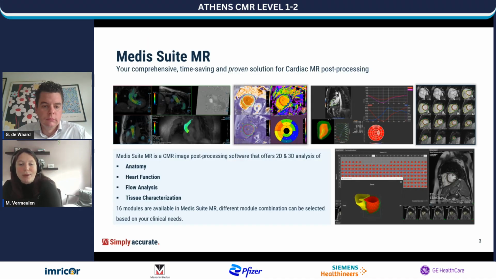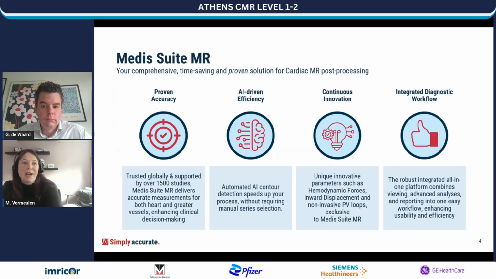Within this software, we provide a full suite, so we can evaluate anatomy, heart function, flow analysis, and tissue characterization. We do this in various modules, which are available in different combinations based on the clinical needs of our customers. The software is very accurate. We stem from the Leiden University Medical Center, and we were pioneers in CMR post-processing. This makes us trusted globally, and we're supported by more than 1,500 studies.